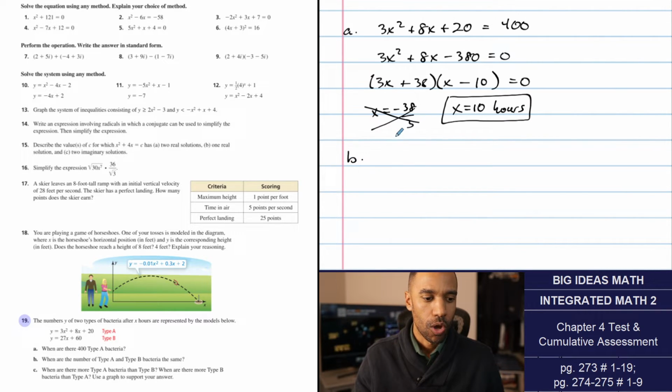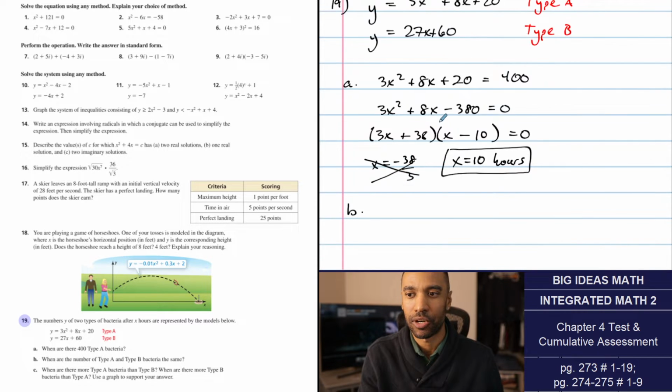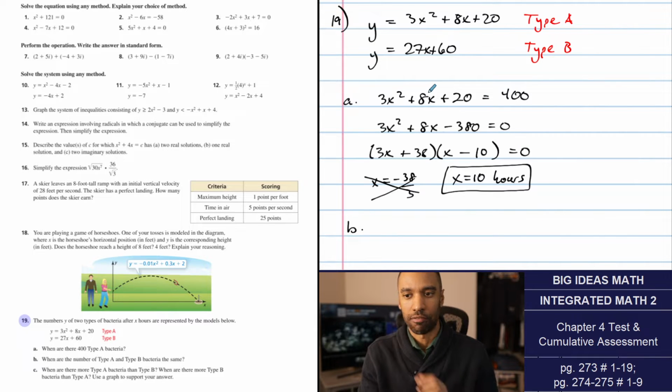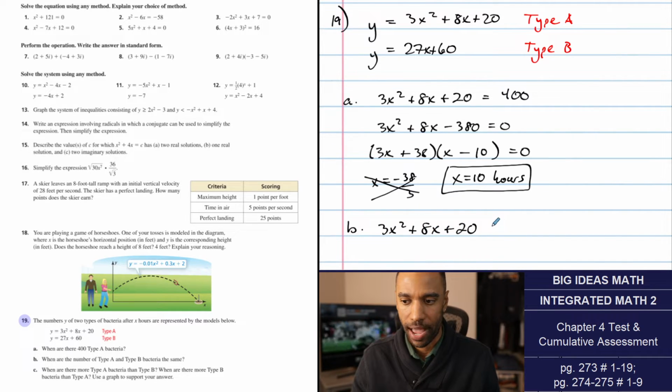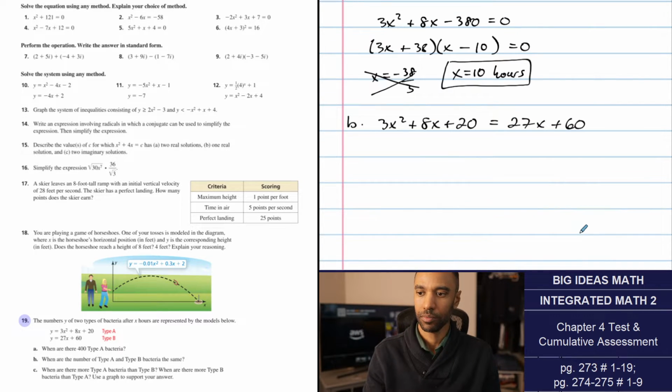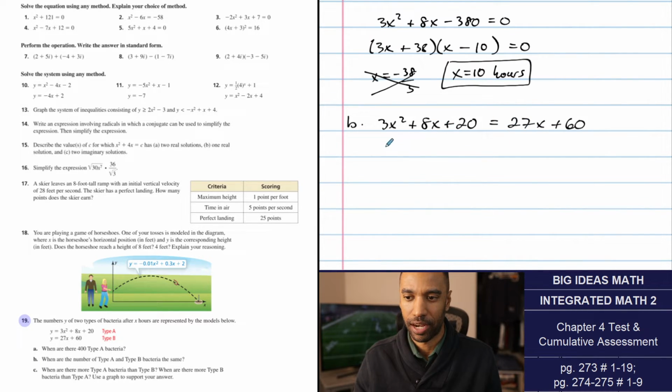Part B. When are the number of type A and type B bacteria the same? This is where you can use your different methods. Let's use substitution since we're not right above or right below these equations to subtract with elimination. Like I said, I'm not going to graph this. Hope this is factorable again. I hope that they came up with some clean numbers. 3x squared minus 19x minus 40 equals 0.